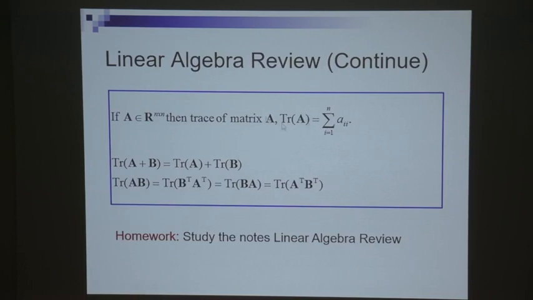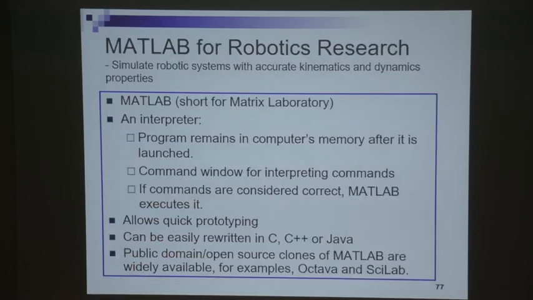And then you need to know the trace of A. The trace of A plus B is equal to trace A plus trace B. The trace of AB will be equal to the trace of B transpose A transpose, so it's equal to trace BA. If you decide to continue with this course, please study the notes on linear algebra review.